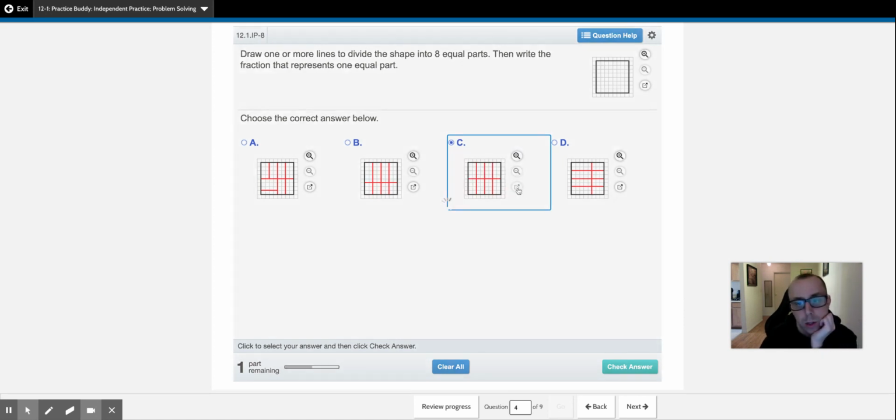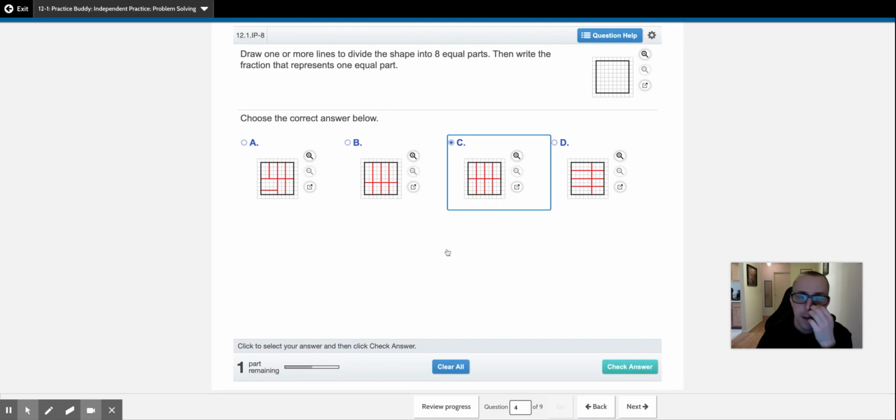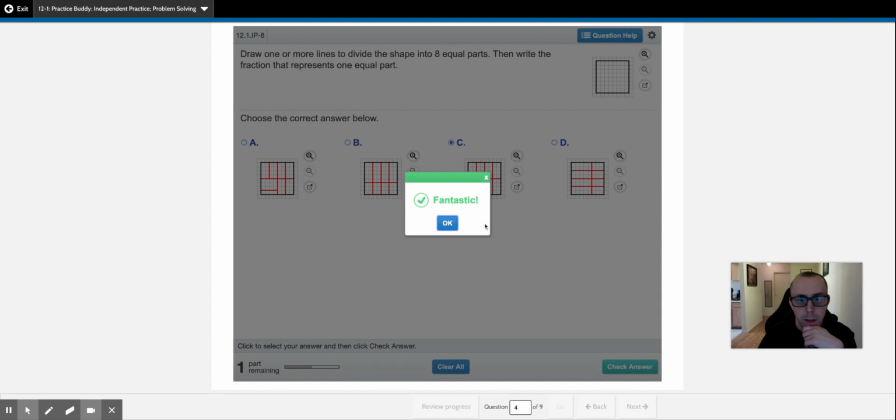Okay, what's this button do? Oh, that's even better. So this button here really helps you count a little bit better and to see it better. Okay? All right, that is my answer. I'm going to check to make sure it's correct. I did a fantastic job.